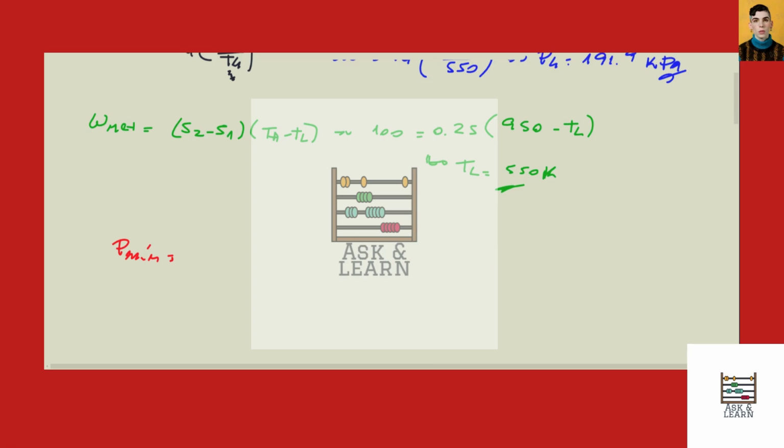Finally, now that we have the pressure 4, we calculate the minimum pressure. So the minimum pressure is going to be 191.9 times the exponential of minus 0.25, which is the entropy increase, divided by 0.287, which gives us precisely 80.3 kilopascals. That's the minimum pressure of this Carnot cycle.